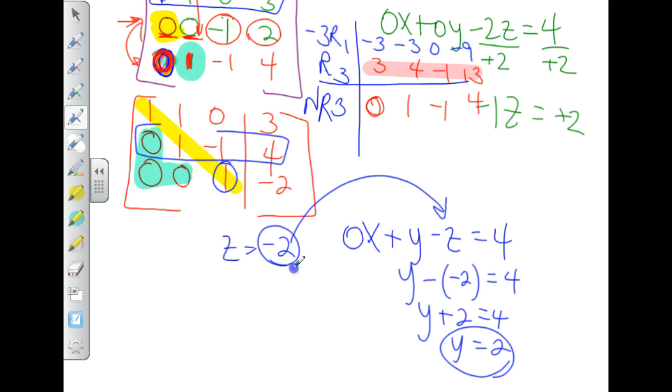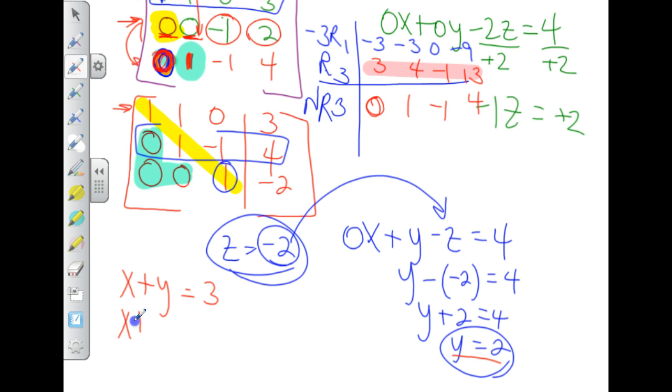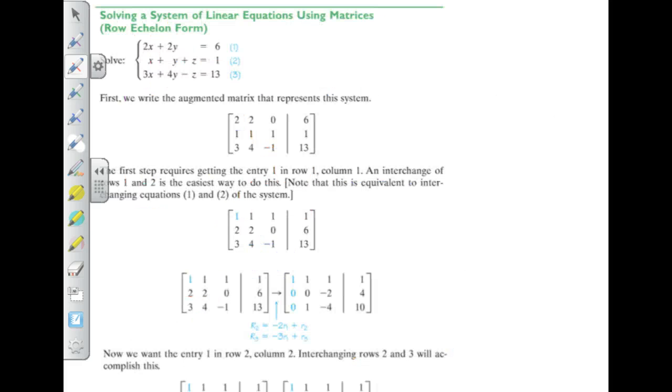And then all I have to do is back substitute again. So this top line says x plus y equals 3. And I know the value of y. Y is 2. So I'll say x plus 2 equals 3. So x equals 1. And you might want to write the answer in an ordered pair. X, here comes your y, and here comes your z. So we didn't get this in reduced row echelon form, but you don't have to. Row echelon form and do back substitution. 1, 2, negative 2.